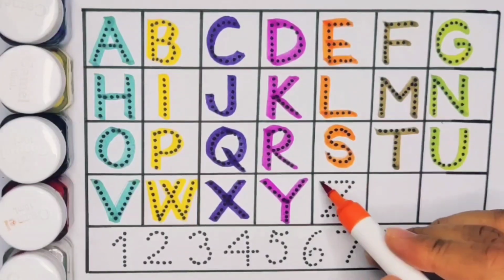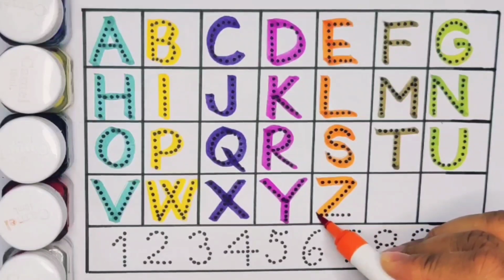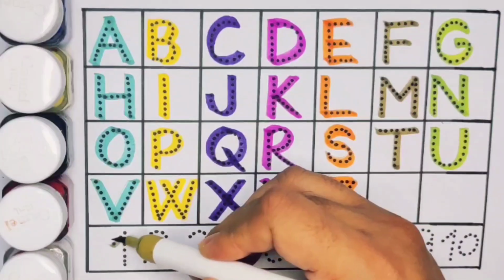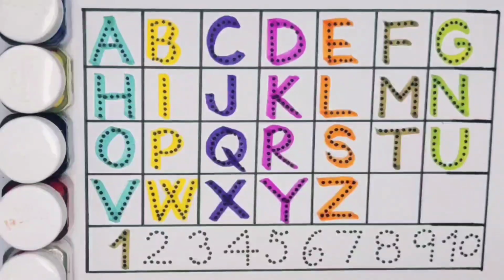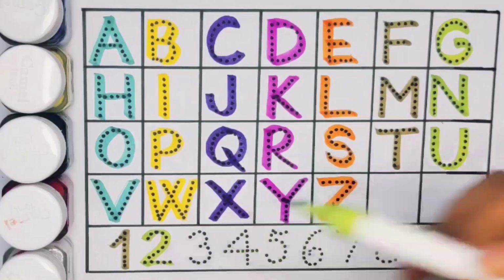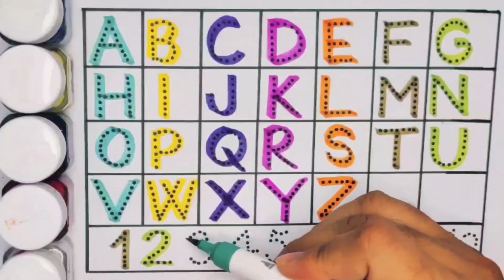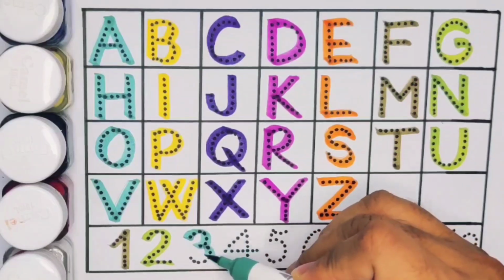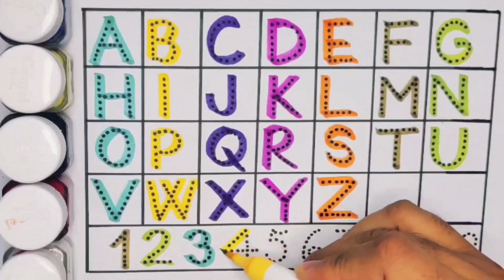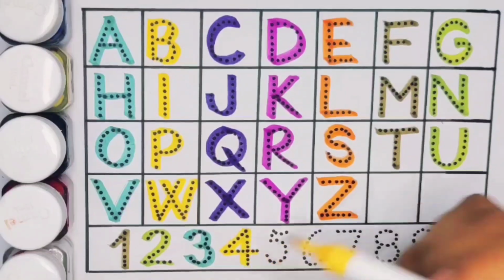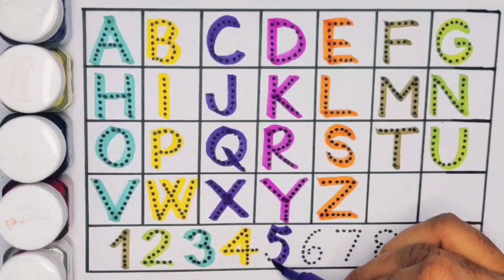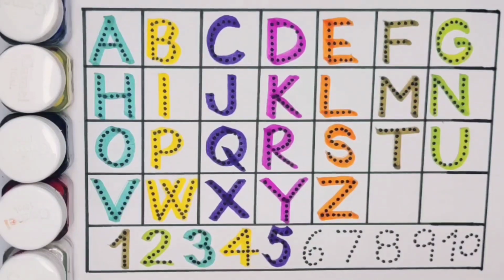Next Z for zoo. Now the numbers counting. Number 1. Next kids, number 2. Next, number 3. Next kids, number 4. Next kids, number 5. Next, number 6.